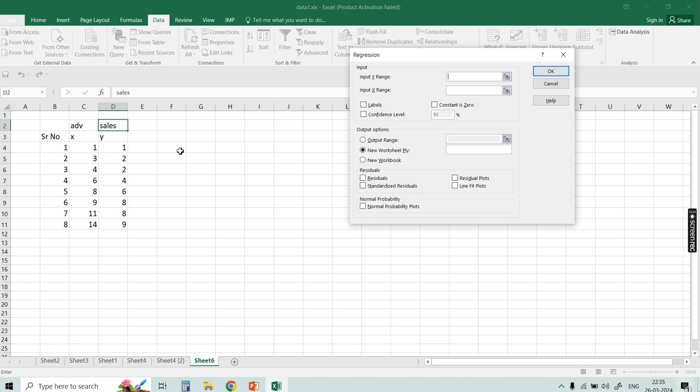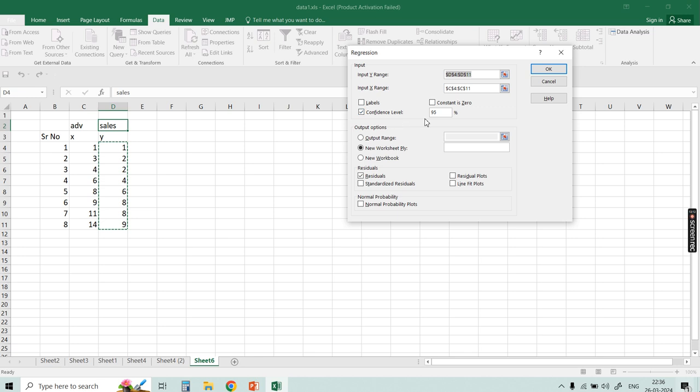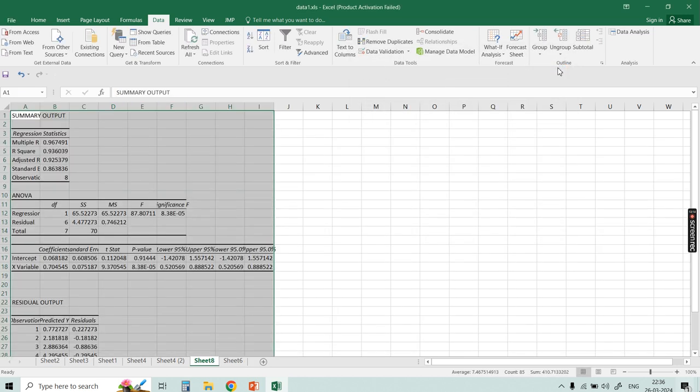How to input the values? Please look on the screen. I go to y and I choose all the observations, so right from D4 up to D11. Then I come to x and do the same operation from C4 to C11. You can choose multiple options according to your requirement, confidence level if you want, and click on OK. The Excel should provide you with the calculations in less than a second.